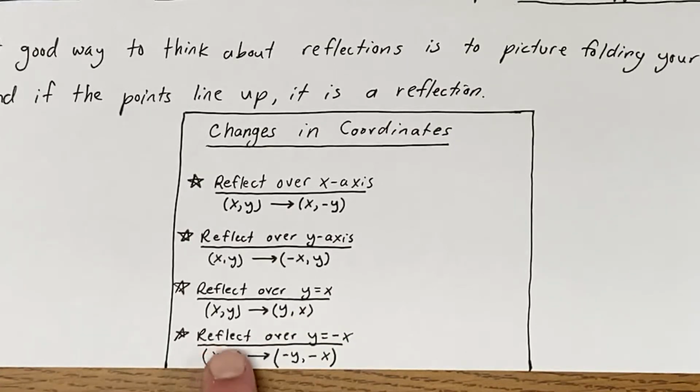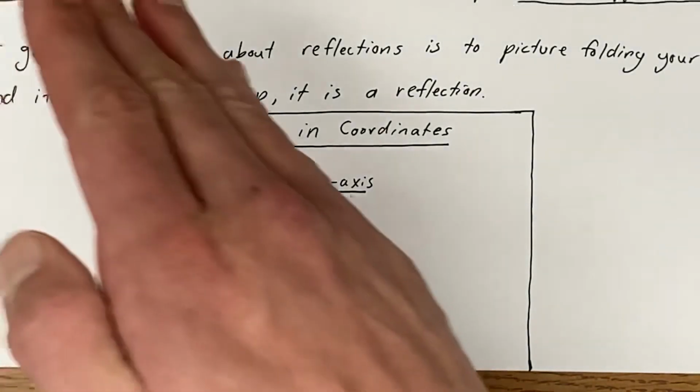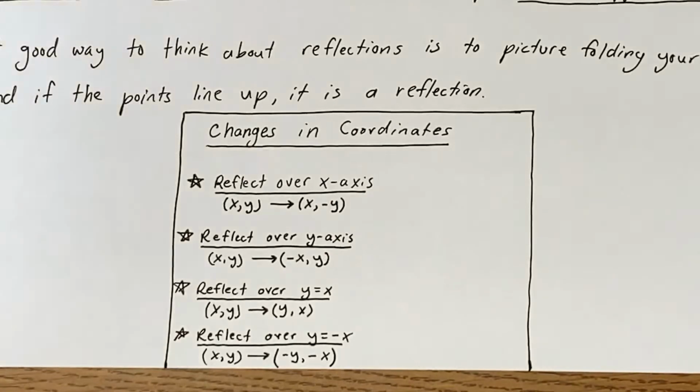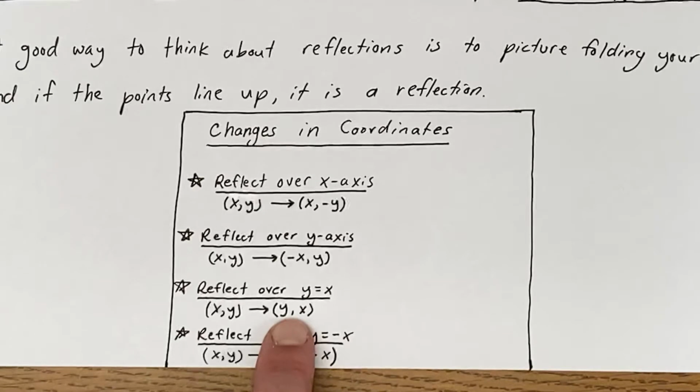The other line we could reflect over is y = -x. It also goes through the origin, however now it is a downhill, negative slope. So our original point (x, y) swaps to (y, x) and they become opposite, so (-y, -x). That's one step further from y = x. Now let's look at some examples.